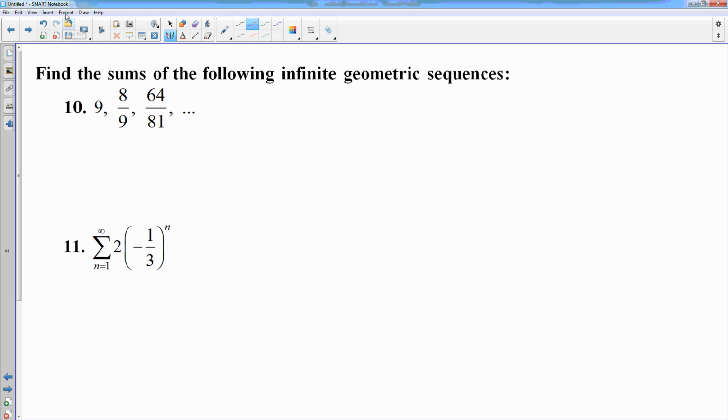So let's do a couple of those real quick, and then we'll call it a day. I want you to find the sum of the following infinite geometric sequences, and the sum is your first term over 1 minus the ratio. So I need the first term, which is pretty easy. That's just 9 for this case. My ratio, take any two consecutive terms and divide them. So I'll do 8/9 divided by 9, which is 8 over 9 times 1 over 9.